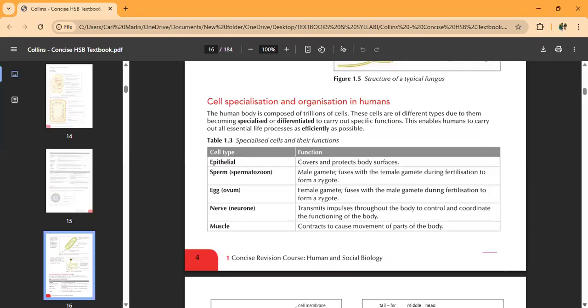Then we have nerve cells. These basically transmit impulses throughout our body, and it helps to coordinate the functioning of our body. And then we have muscle cells. We know they're there to help with moving our body parts. So muscles and bones work together so we can move our body. I think that's a very simple table. Any questions here?